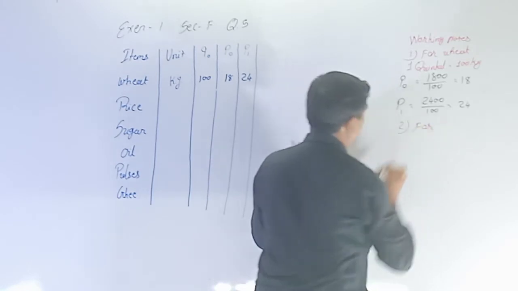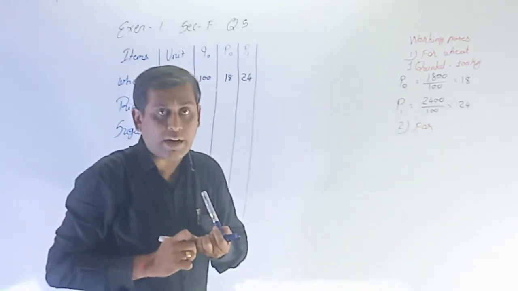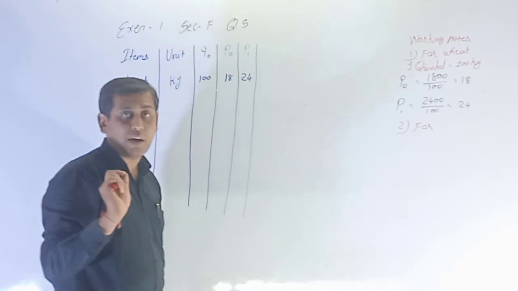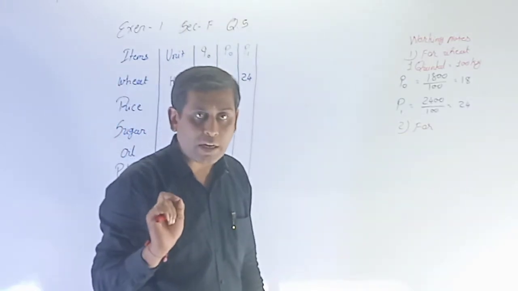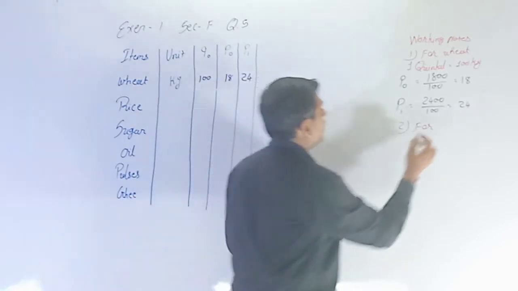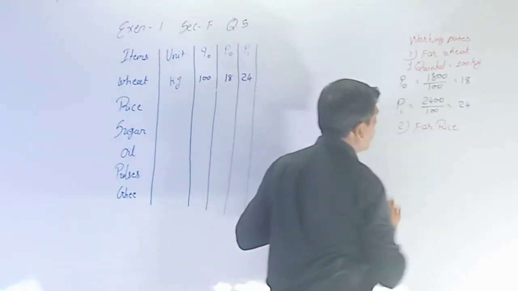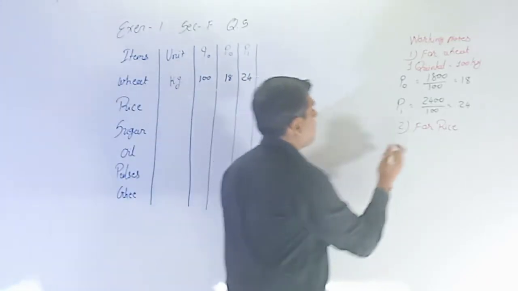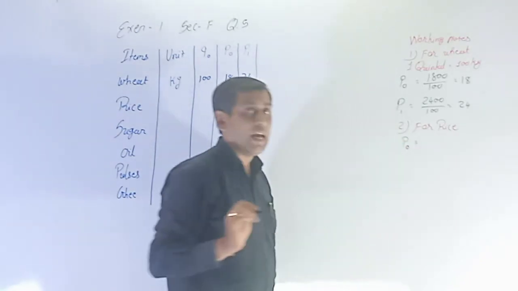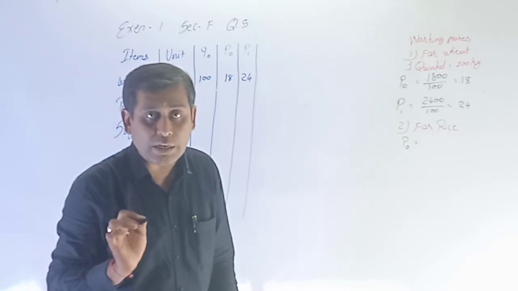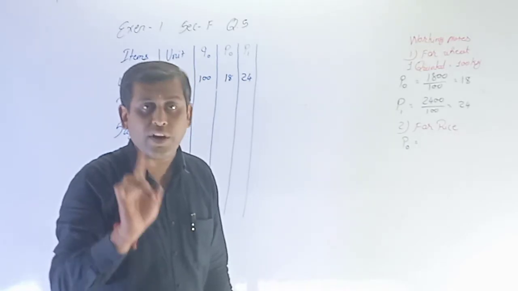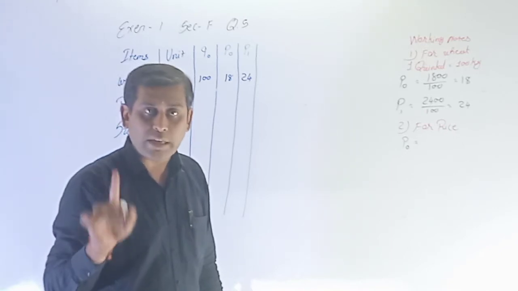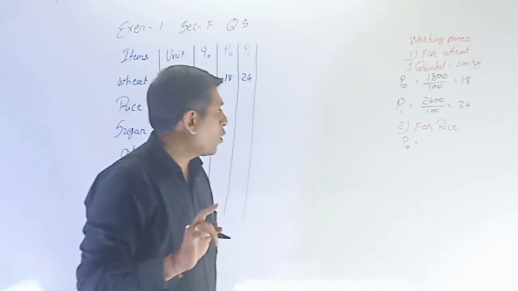Now the second working note, the second item is rice. Here 20 kg is given, so the extra amount in the unit column is 20. So the second working note is for rice. The price is given for 20 kg and we want the price of 1 kg. That's why we have to divide the price of the base year as well as the price of the current year by that 20.